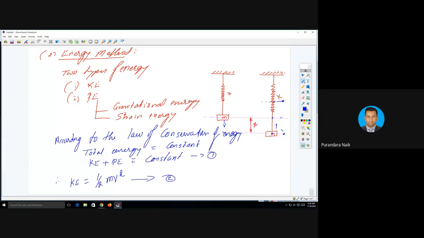You know, according to the law of conservation of energy, energy can neither be created nor destroyed. So here, the extreme point, please listen to me.